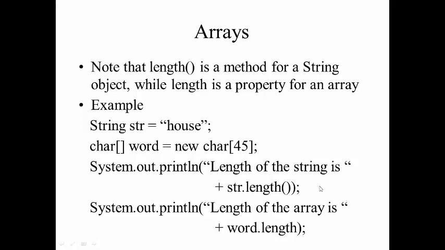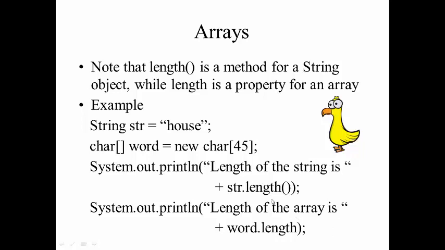If we have a couple of System.out.println statements, check this out. The first println statement is going to print the words "length of the string is", concatenator, str.length(), and then the second println will print the words "length of the array is", concatenator, the name of our array, word.length. Notice there's no parentheses after that. So what will get printed?